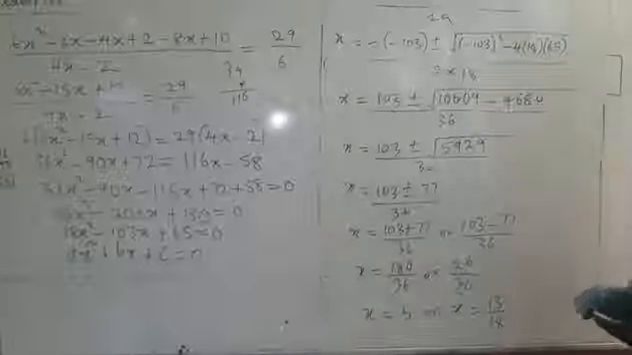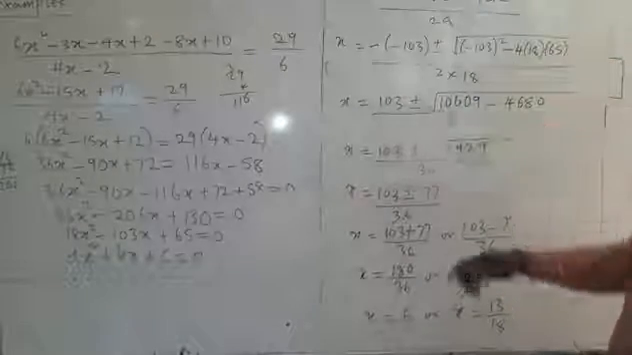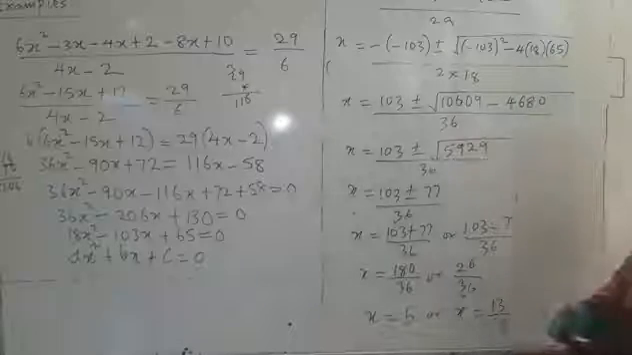So we have two answers there because our algebraic equation leads to what? A quadratic equation. Then from a quadratic equation we are going to have two values of x.